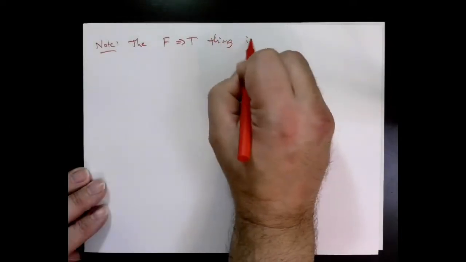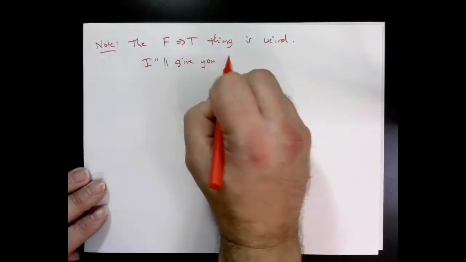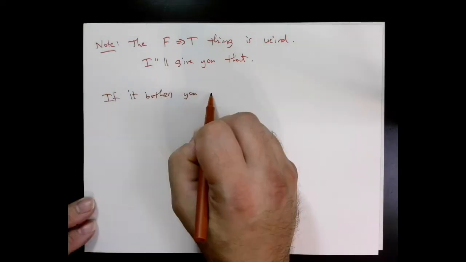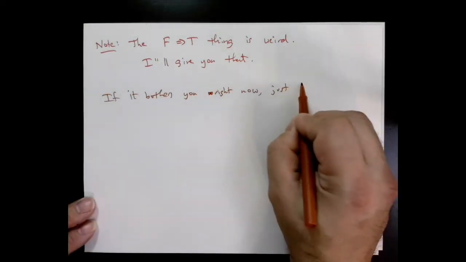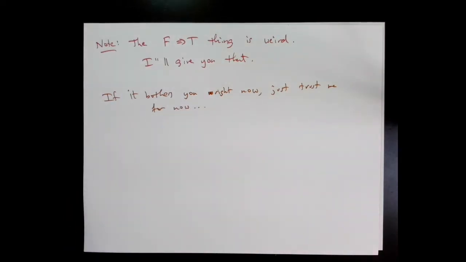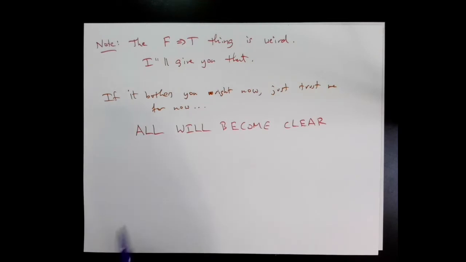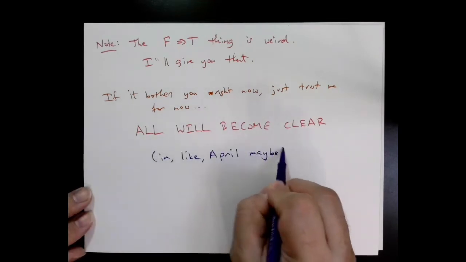Now I'll just make a comment. The fact that we choose false implies true to be true, I'll concede is weird. If you look in the text, and other places, you'll see that there are some really weird sounding sentences in English if you use this rule. However, I promise you, by the end of this course, it'll be very clear to you exactly why.